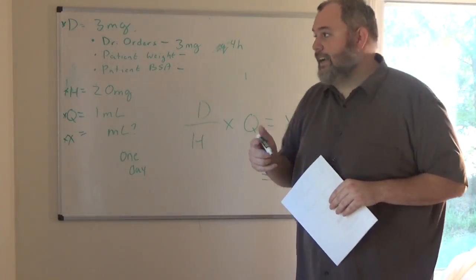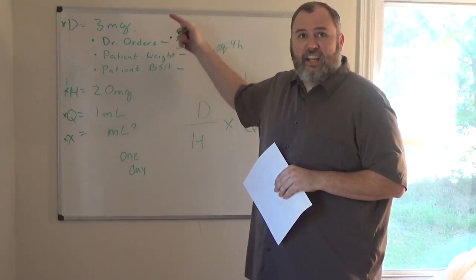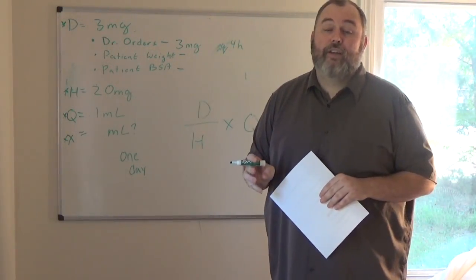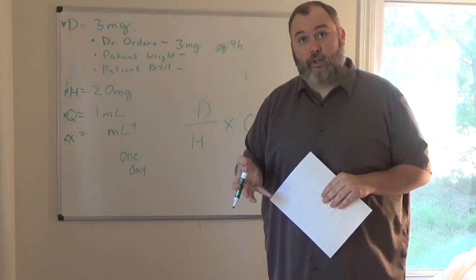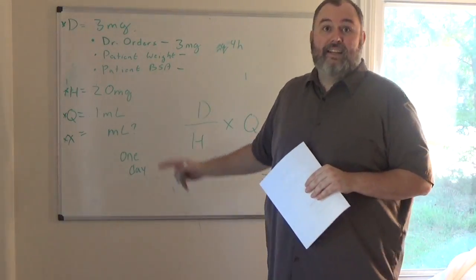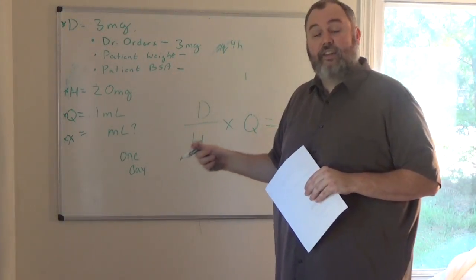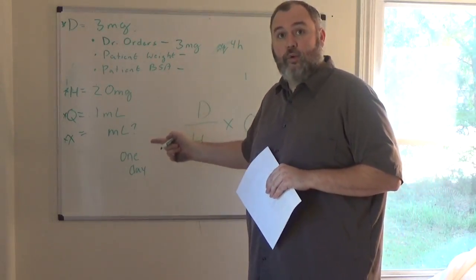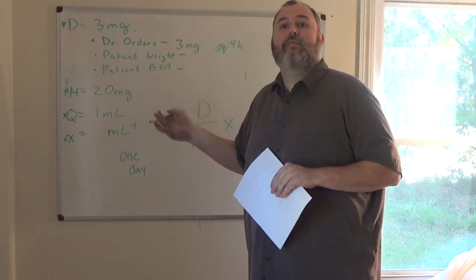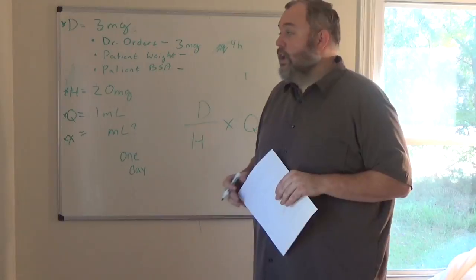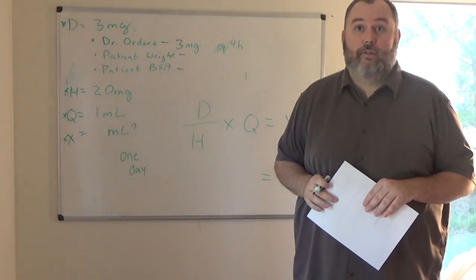If at any time your H and your D are two different units, you're going to have to do some conversions to make them the same. Same concept with your Q and X. If at any time these two are different, you have to do some conversions to make them the same. Alright, but luckily we don't have to do that right now.